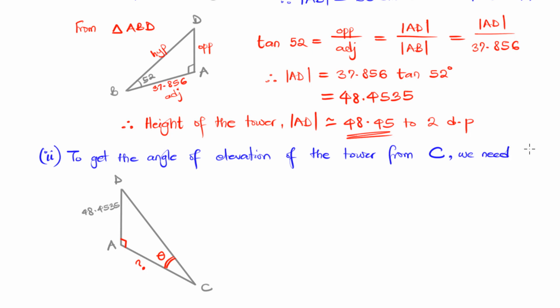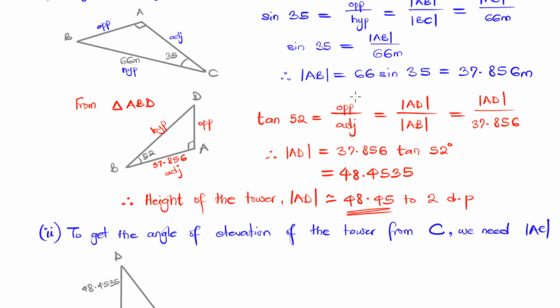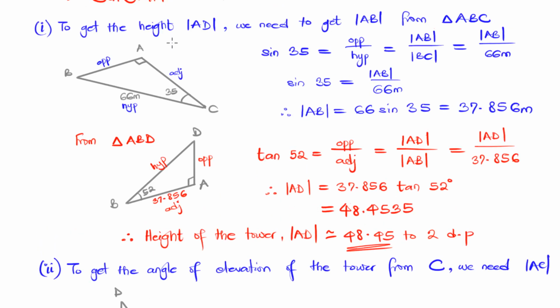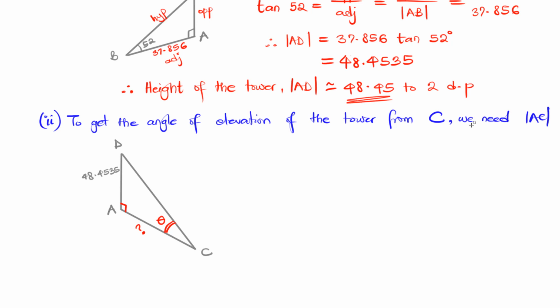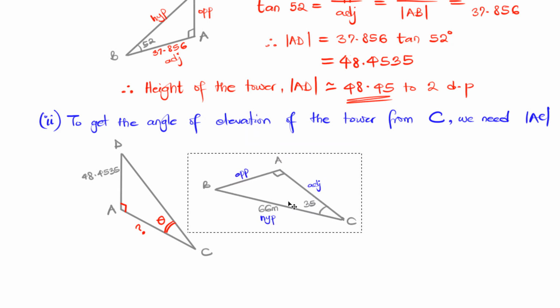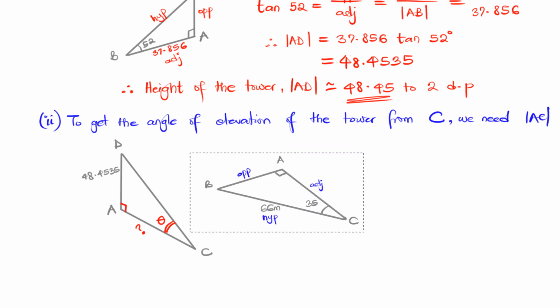So, to get that angle of elevation, we need to get the line AC. Now, can we get the line AC from any of the previous diagrams that we have? I think we can. Looking at the triangle ABC, we have the opposite, we have the hypotenuse. AC, in this case, is the adjacent from this triangle ABC, and I'm showing it in the red circle. So, if I just replicate this and bring it down to where I'm solving, it will be very clear.